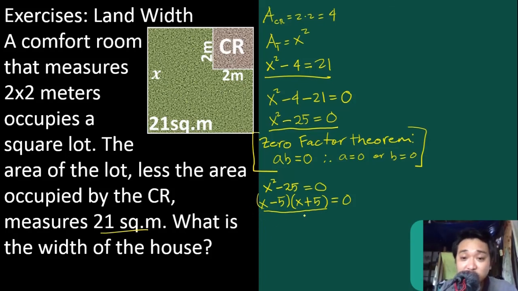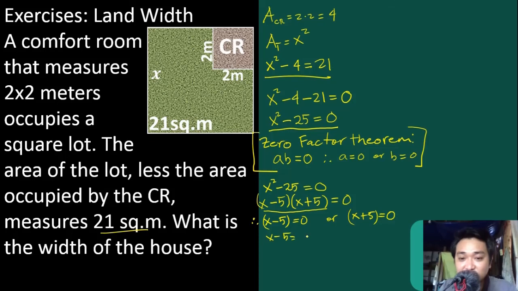So in this case, if the product of x minus 5 and x plus 5 is 0, we could argue therefore that the quantity x minus 5 is 0, or the quantity x plus 5 is also equal to 0. Either one of the factors is 0. Now, let us try to evaluate this.